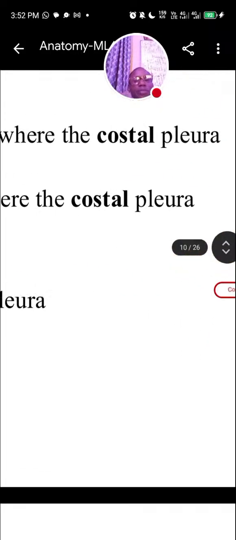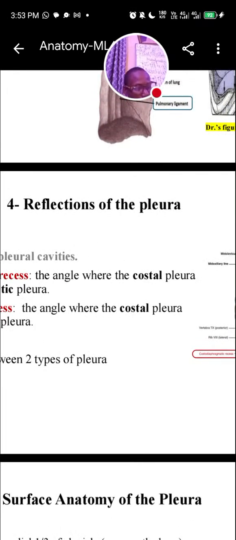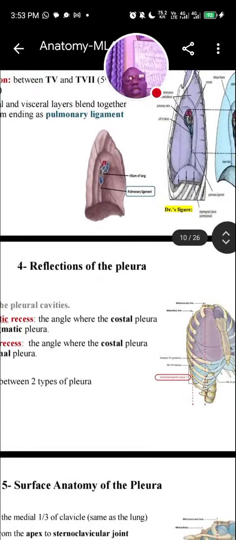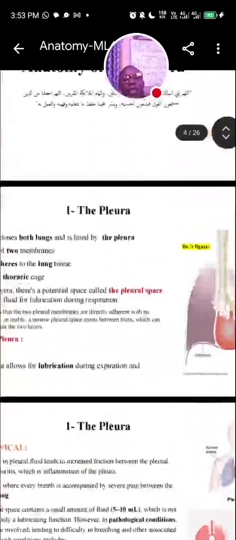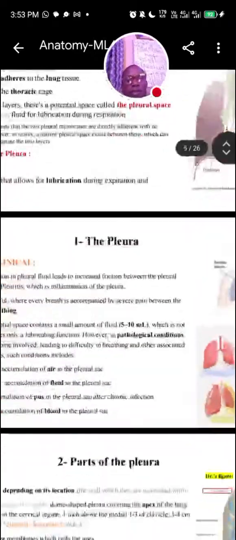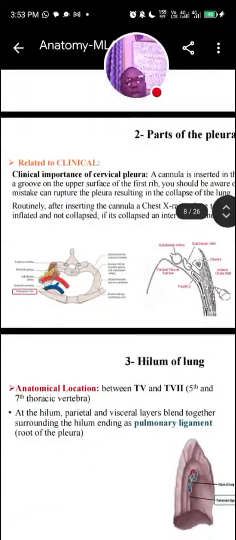Okay. We're done with that now. So we've talked about reflection. What else have we talked about? We talked about hilum. What else have we talked about? We've talked about the parts of pleura. We talk about the clinical significance of the pleura. And we talk about introduction of the pleura. Those are the things we've talked about. Look at it. Hilum, parts. That's it. Parts of pleura, clinical significance. That's what we've talked about.